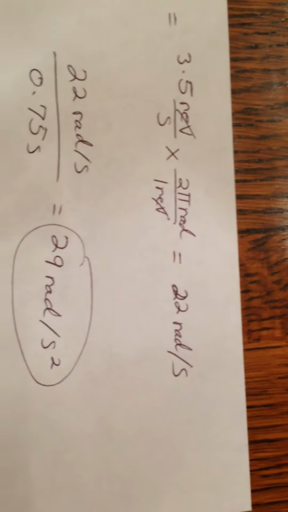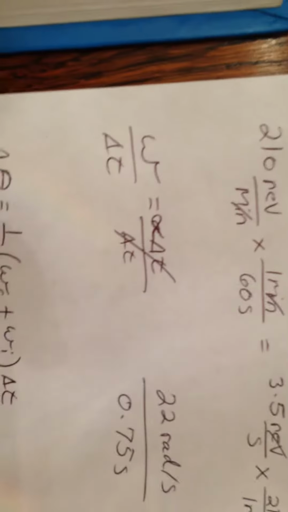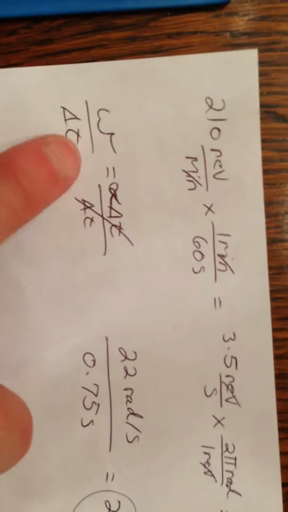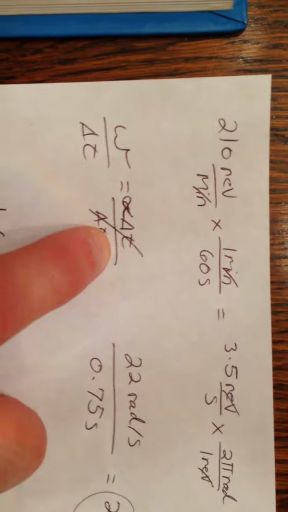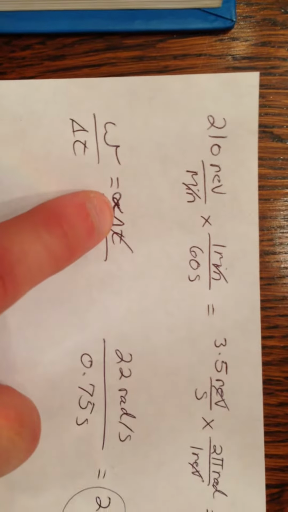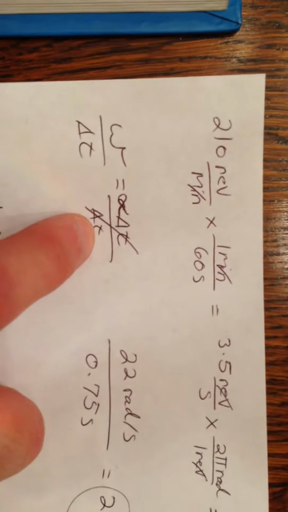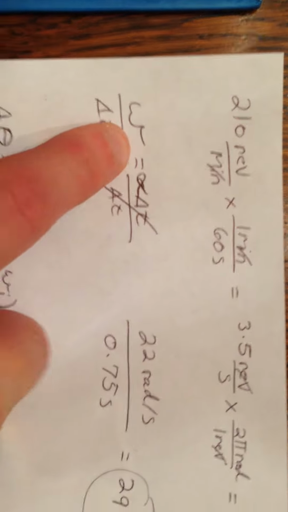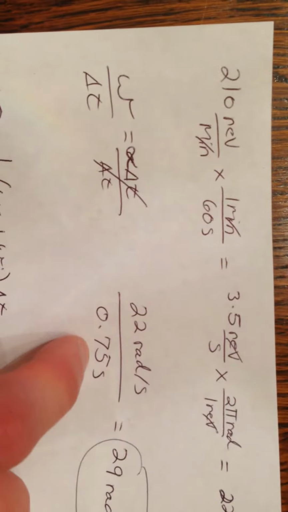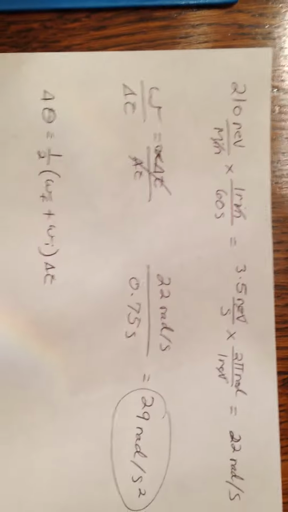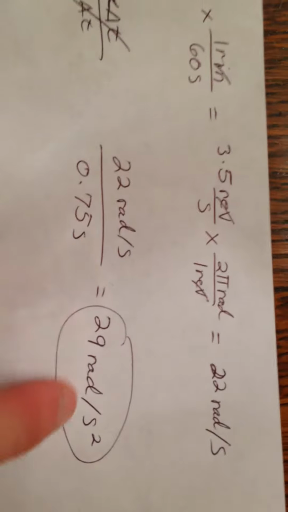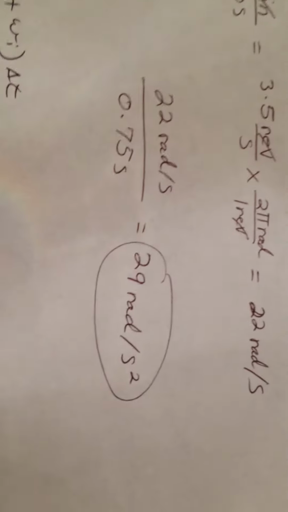Okay. Now, since we got the angular velocity, I went ahead and used this equation because they want to know what the angular acceleration is, which is alpha. I manipulated it. This is what I get. So I just divided 22 by 0.75 seconds, and that is 29 radians per second squared. Now that was part A.